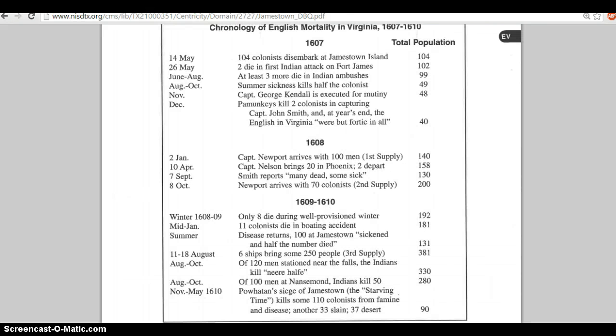So here's document E. You're going to use this document right here to help you prove, to show evidence how poor relations caused death in the settlers. So I would look for ones. Here's one here: 2 die in the first Indian attack. Pamunkeys killed 2 colonists in capturing. Down here, 50 Indians kill 50 settlers. So look for evidence within this document, document E, to prove how this poor relationship with the natives caused some of the settlers to die.